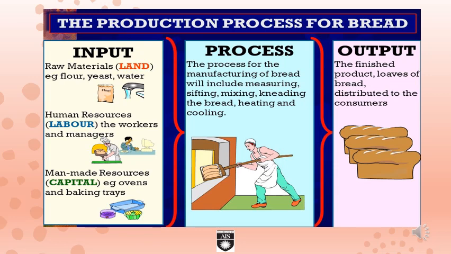for making the bread. In the processing portion, we have the process to make the bread, which involves a series of steps. And last but not the least is the output, which is the fresh bread, the finished product, loaves of bread, which is distributed to the consumers.